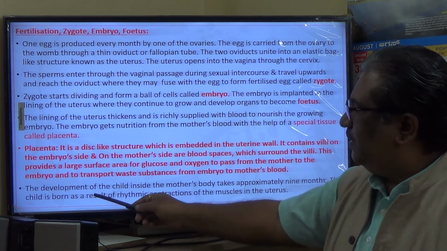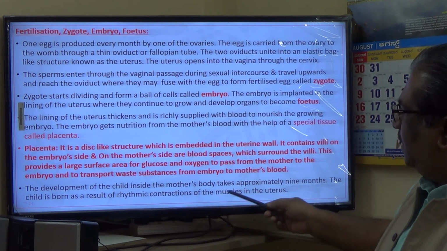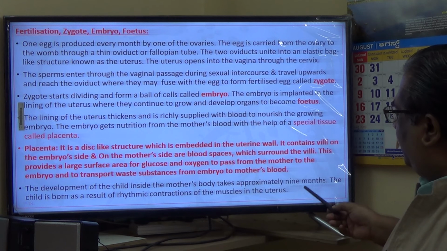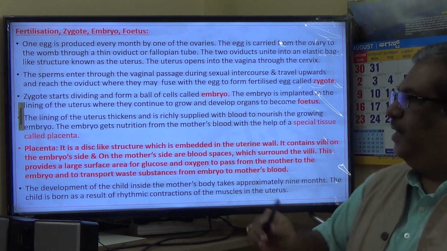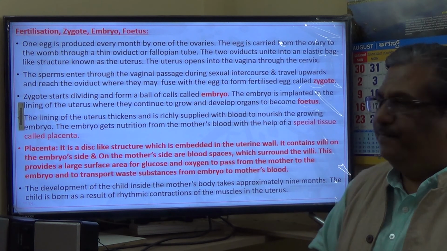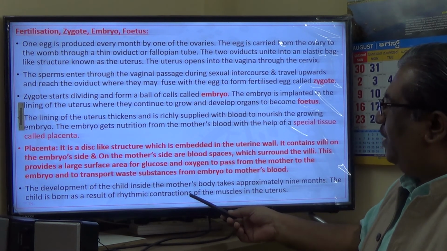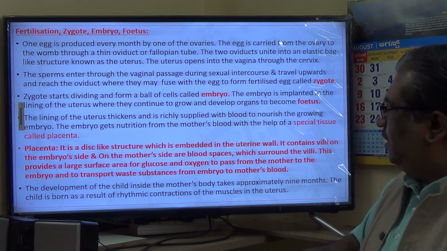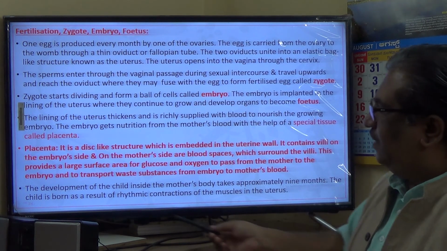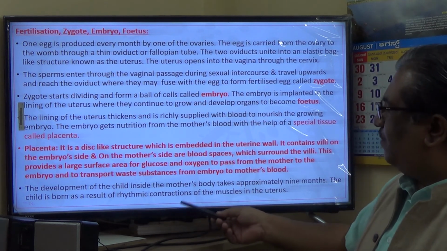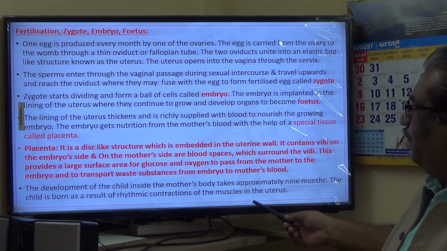Next is, the development of the child inside the mother's body takes approximately 9 months. That means the embryo gets developed into a fetus, and the fetus remains in the mother's body approximately for 9 months, and then the child is born as a result of rhythmic contractions of the muscles in the uterus.